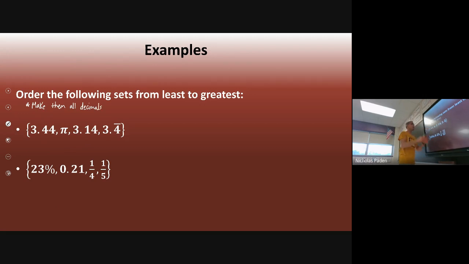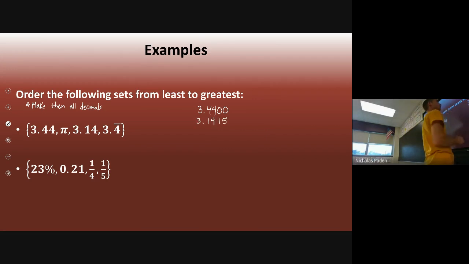And I'm going to write these over top of one another, like this. 3.44, and I'm going to add a couple numbers after that, 4s. If it's a terminating decimal, remember what number comes after the 4s? It would just be a couple of zeros. And then we've got pi. Pi is 3.14, and the next two numbers are 1, 5.